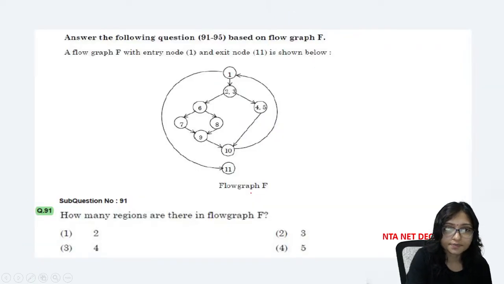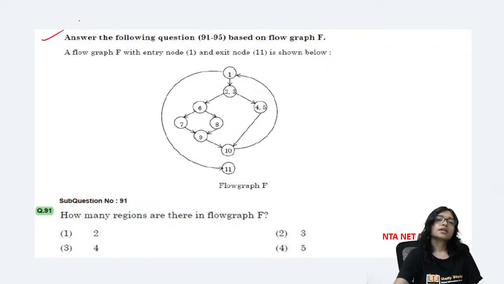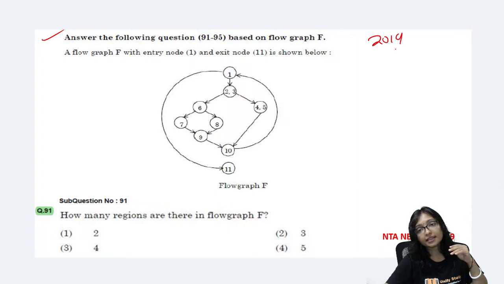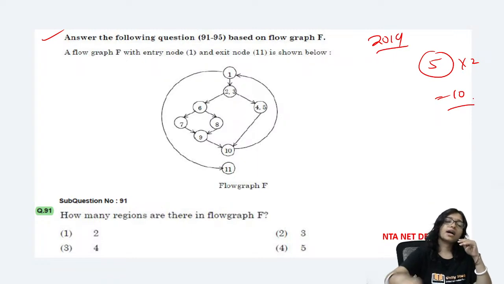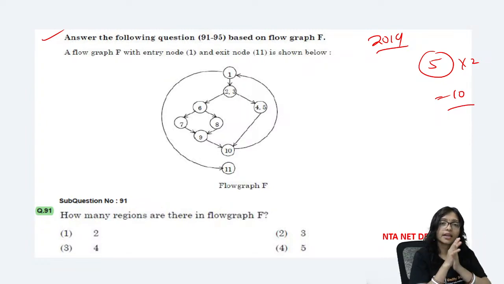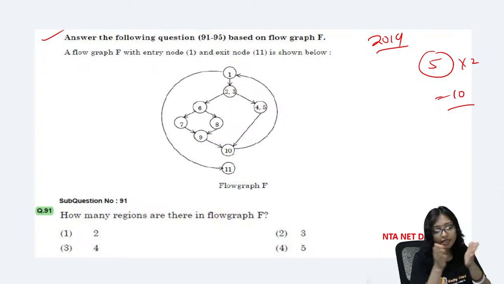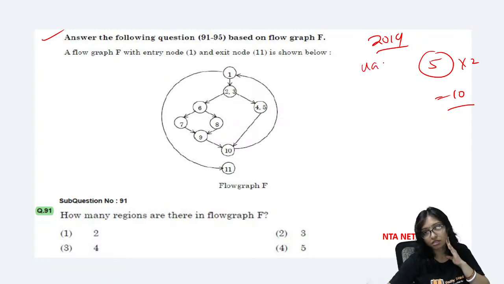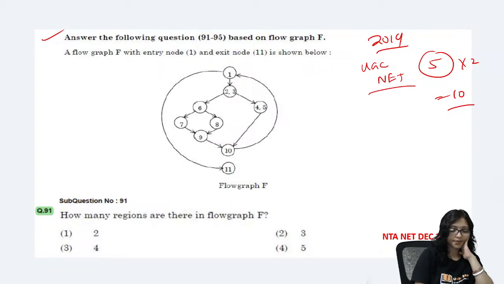Can I ask a question? Do the question. In 2019 they asked 5 questions, that is 5 into 2, 10 marks. They asked 10 marks from this area. That's why I am telling you it is very important. You can get a 10 marks question from here. So already they asked a 10 marks question in 2019, a previous year's question. This is UGC NET PYQs 2019. Do it.